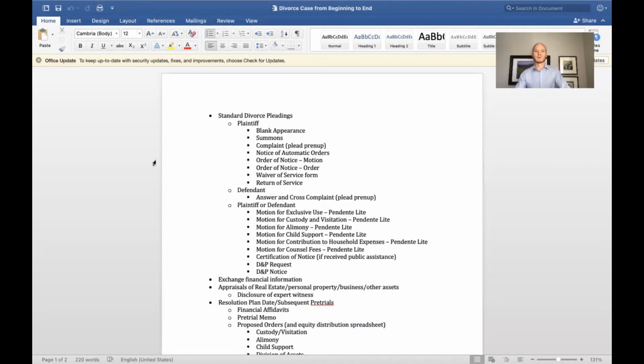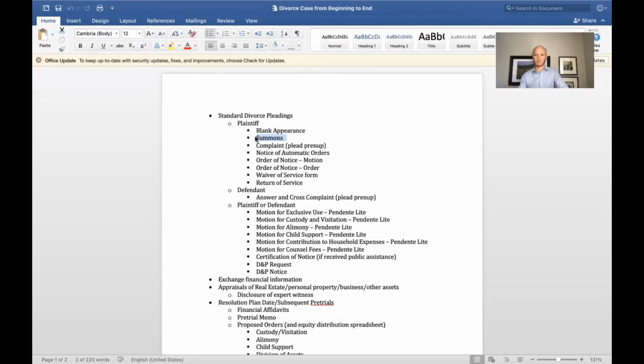So initially, when a divorce is filed, there's a number of initial pleadings that need to be put together. Those are the summons, which is a document that lists some background information for the parties and puts the defendant on notice. The person who's filing the action is the plaintiff. The person who's not filing the action, the other spouse, is the defendant. So the summons is essentially putting the defendant on notice that the plaintiff is filing a divorce action.